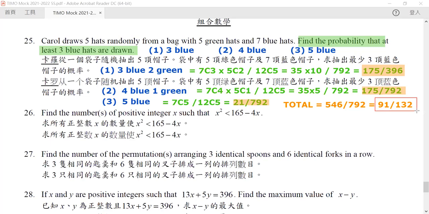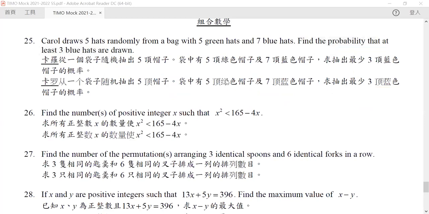The other half is you draw less than 3. So we have 3, 4, 5 for blue, or we have 0, 1, and 2 for blue. Of course, drawing 0, 1, and 2 is less likely than 3, 4, 5, so it is natural for it to be greater than half. Okay, so this is our question number 25. Now let's go on to question number 26. Find the number of positive integers such that this is true. Now in this case, please compare it with our completing the square.